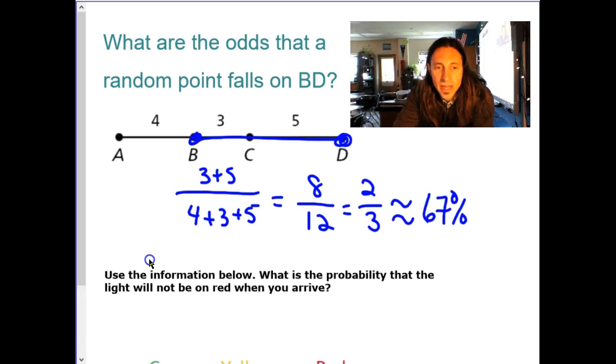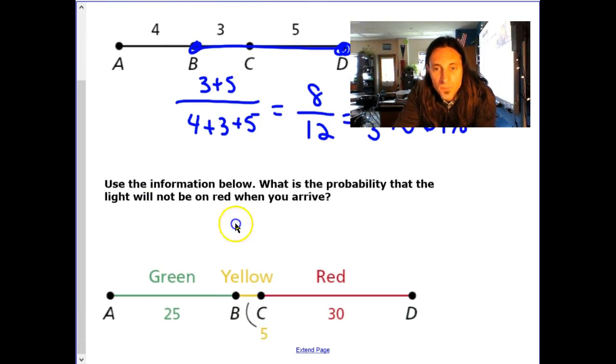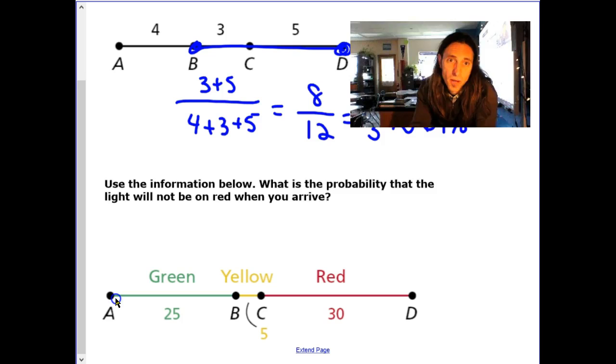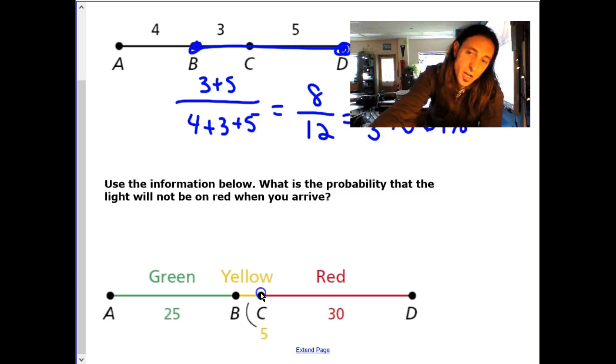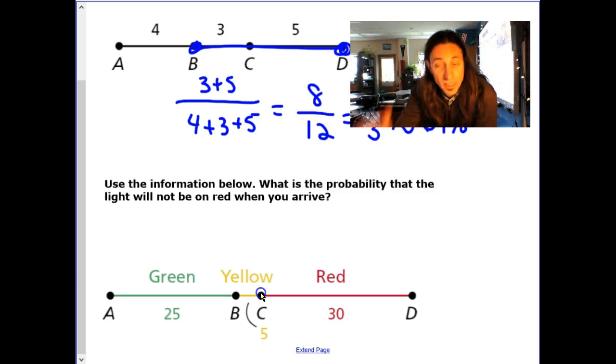Now let's try a little more complicated problem. Use the information below. What is the probability that the light will not be red when you arrive? All right, this is a traffic light signal, so this is actually a time problem. And remember, time is one dimension. We can actually plot it like it was just length. The light is green for 25 seconds, turns yellow for 5, and then everybody slows down, comes to a stop because they're not going to make it and they don't want to cause a safety issue.